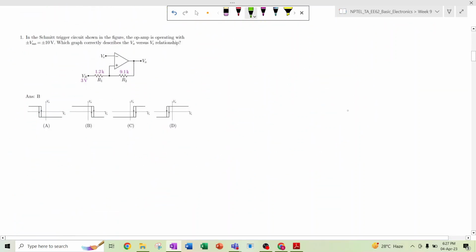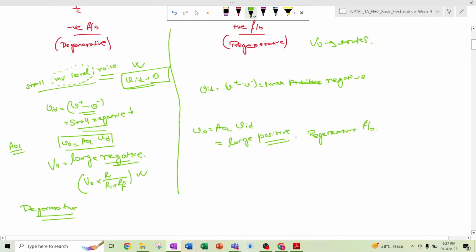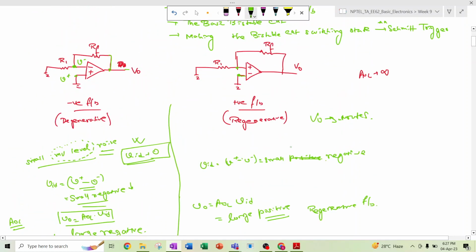So what is happening? Suppose a small millivolt-level noise is affecting both terminals. Due to the regenerative feedback, some of the output voltage is being fed to the input, and that adds up with the noise, and that makes this difference Vid, that is V plus minus V minus, even larger. So this is regenerative feedback, and due to this Vo slowly goes to saturation.